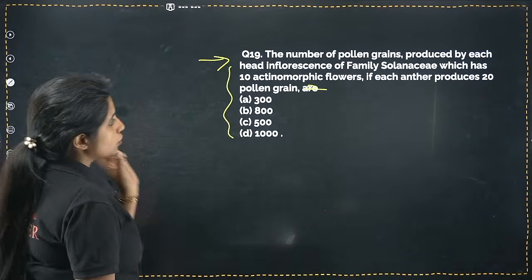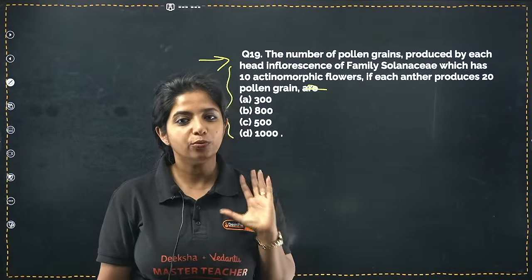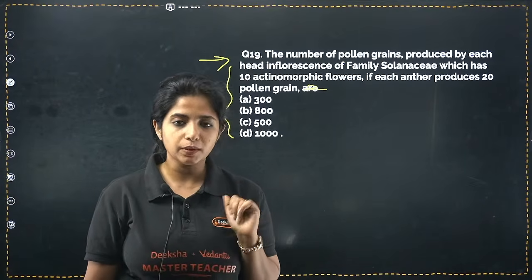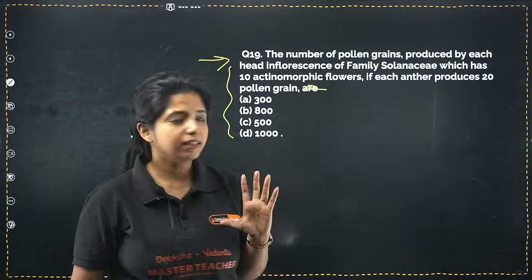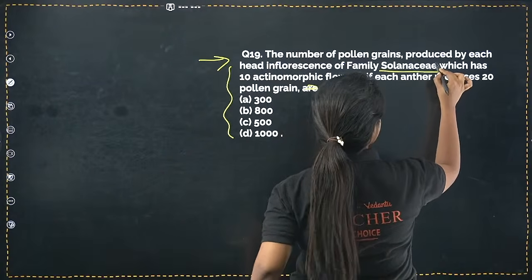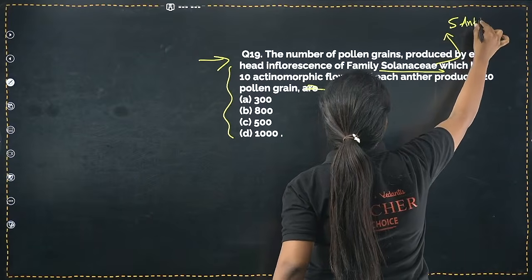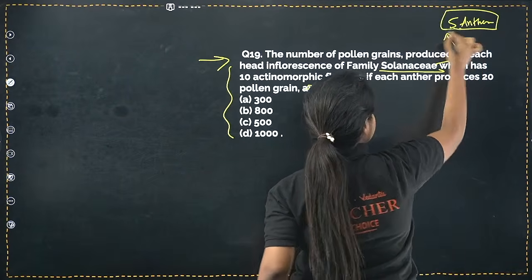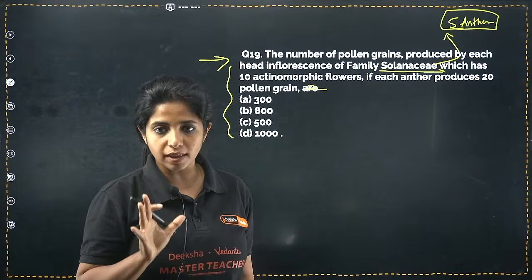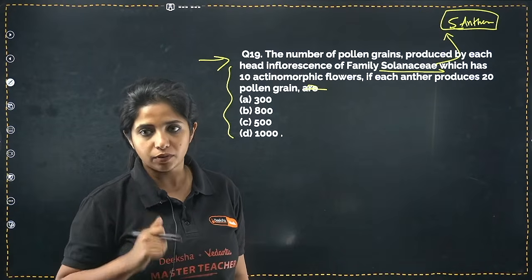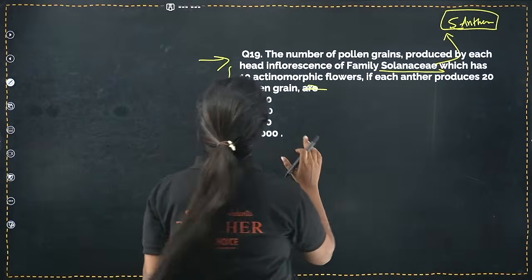First of all, you need to have a basic knowledge of PU1 in this particular question. In the Solanaceae family, in one particular flower, there will be 5 stamens. That means 5 anthers. 5 stamens means 5 anthers. Now, if you can try to find the answer, it will be really good.